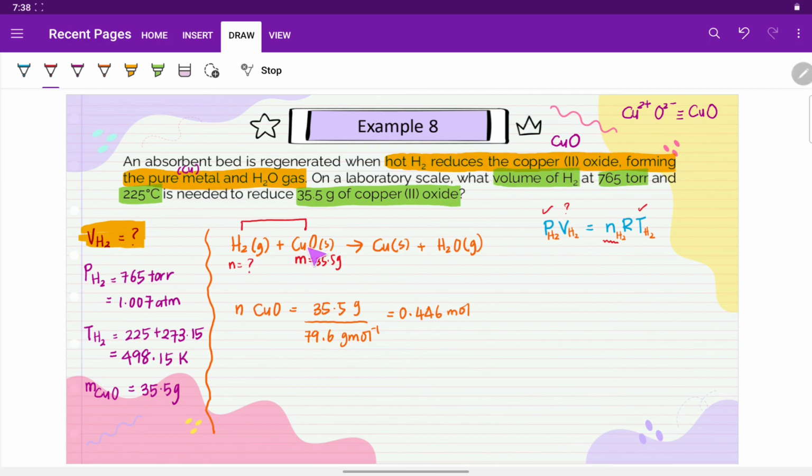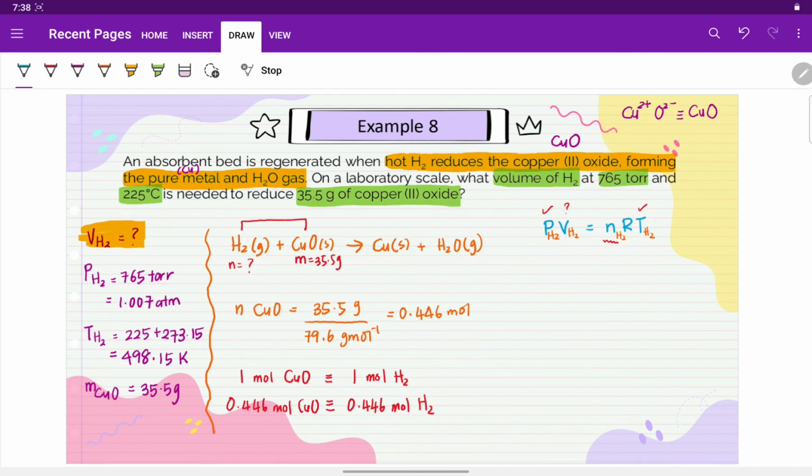Once you have the number of mole over here, what you're going to do next is do the stoichiometry. Stoichiometry antara copper oxide dengan H2. Okay, so saya buat kat bawah ni warna merah. So, 1 mole of CuO will react with 1 mole of H2. Okay, jadi kita ada berapa mole CuO? Okay, 0.446 mole CuO. Okay, akan hasilkan 0.446 mole of H2. Okay, this part is very important.